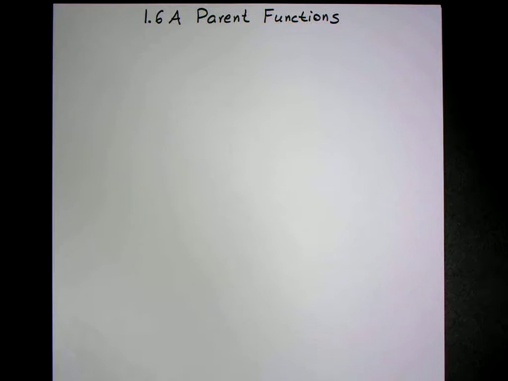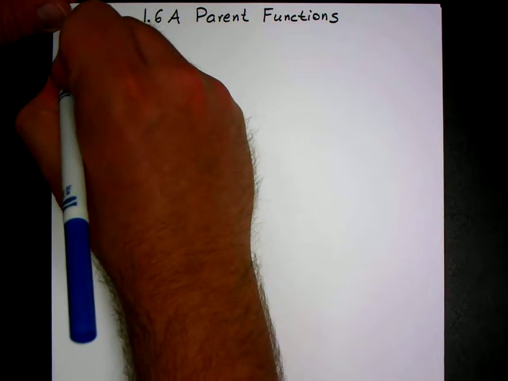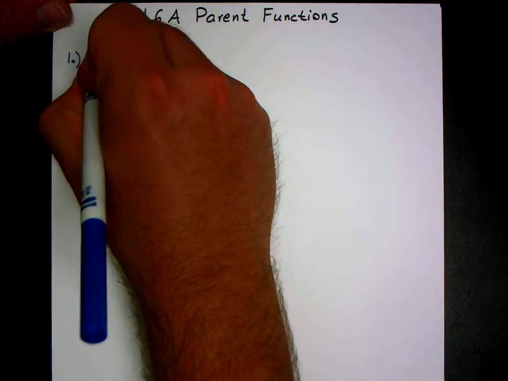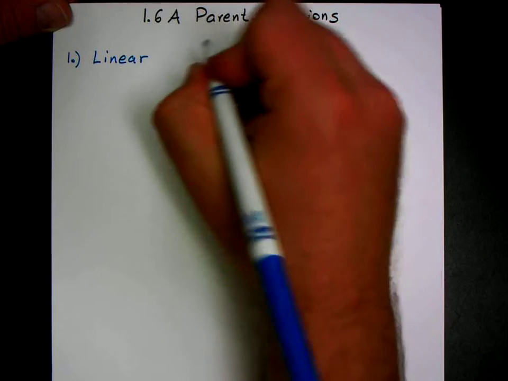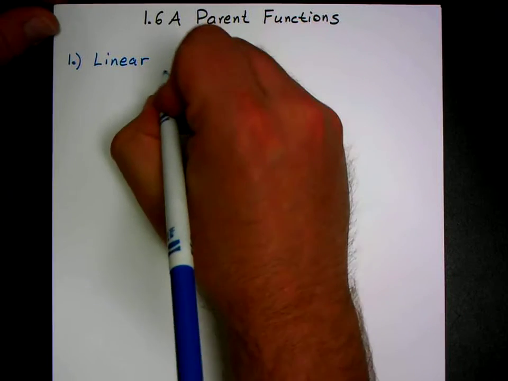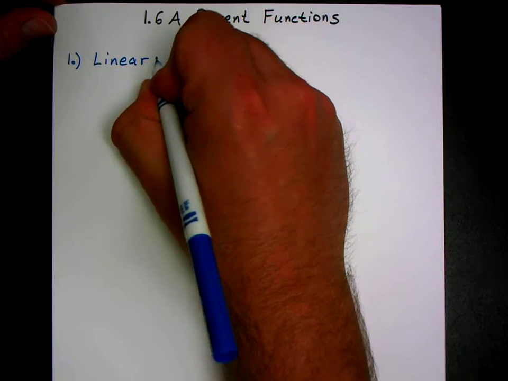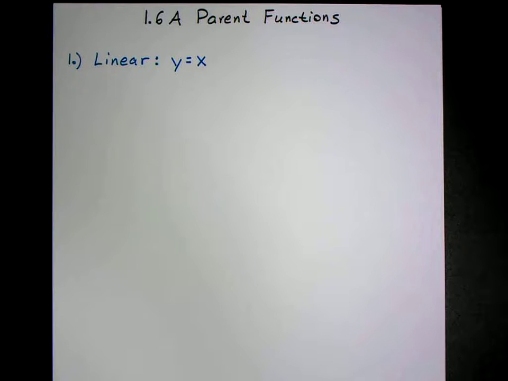So we're just going to run through these rather quickly. Like I said, this is going to be pretty short. So to start with, the basic one, which we've already worked with, would be linear. Parent function means, and sometimes I go back between words, parent function or base function, means as simple as you can get the function. So as simple as I can get the linear function would be y equals x.